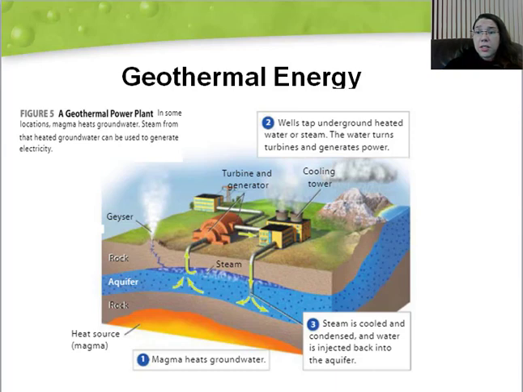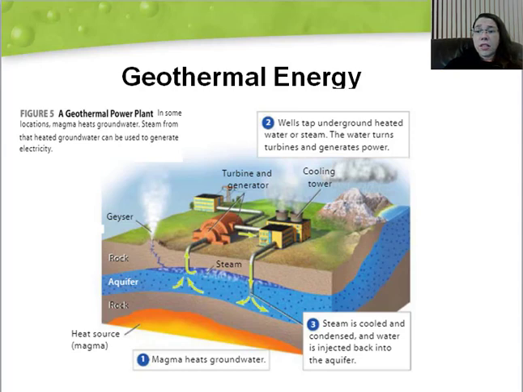After being used, the steam is often cooled and condenses into liquid water. The water is then returned to the aquifer from which it came. Some geothermal power plants actually create the steam that is used to generate electricity. Cold water from the surface is pumped deep underground, where it reaches heated rocks. Heat from the rocks converts the water to steam.